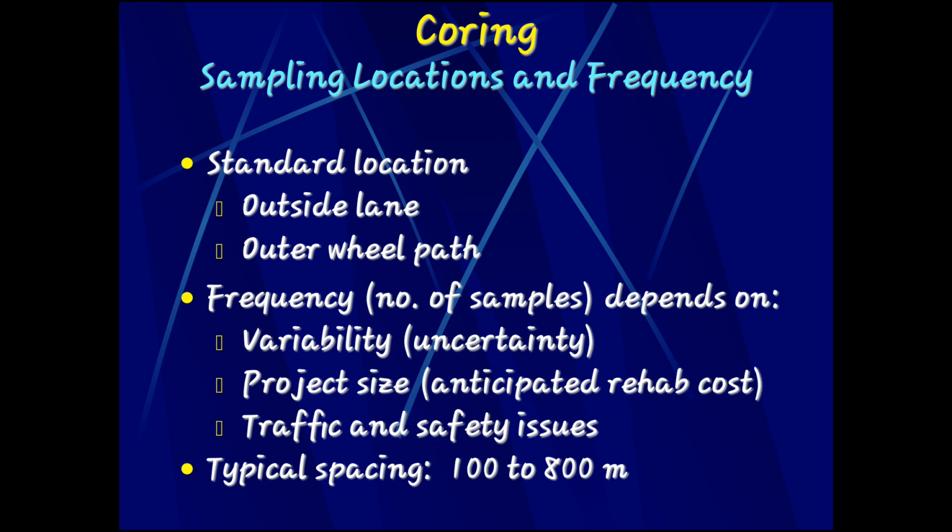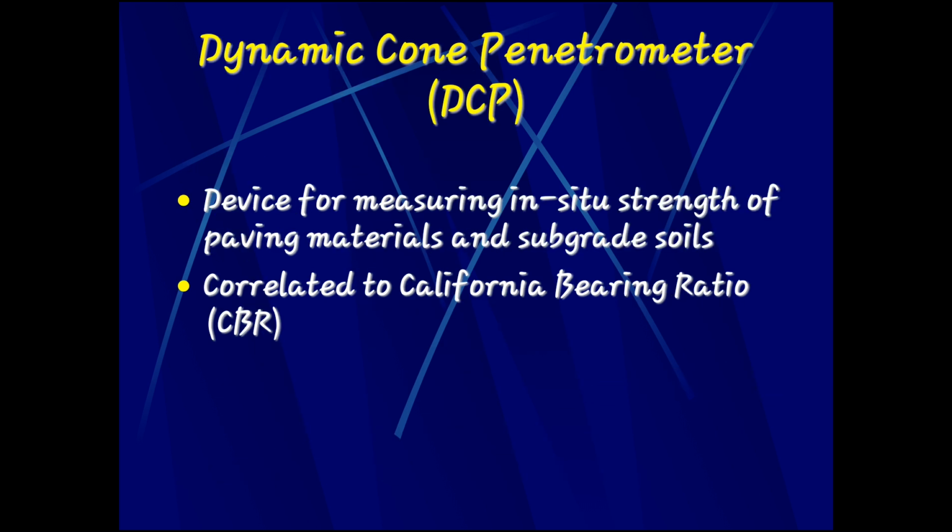Sampling location and frequency of coring. Standard location: outside lane, outer wheel path. Frequency: number of samples depends on variability, uncertainty, project size, anticipated rehab cost, traffic and safety issues. Typical spacing is 100 to 800 meters.